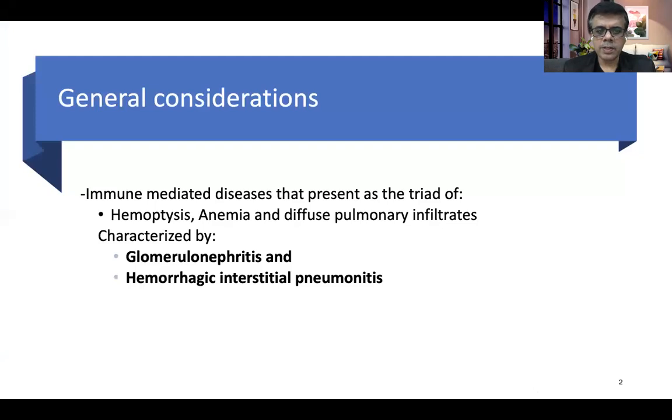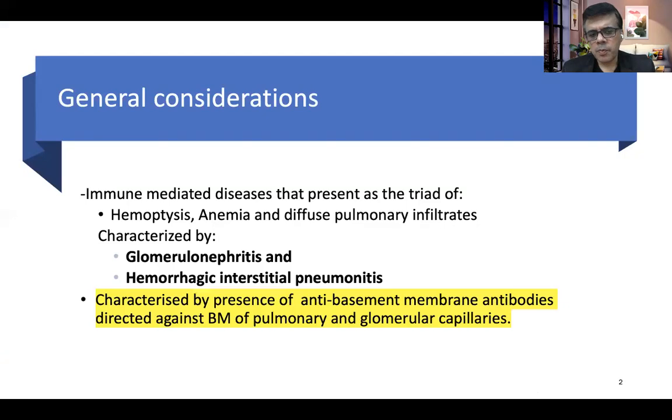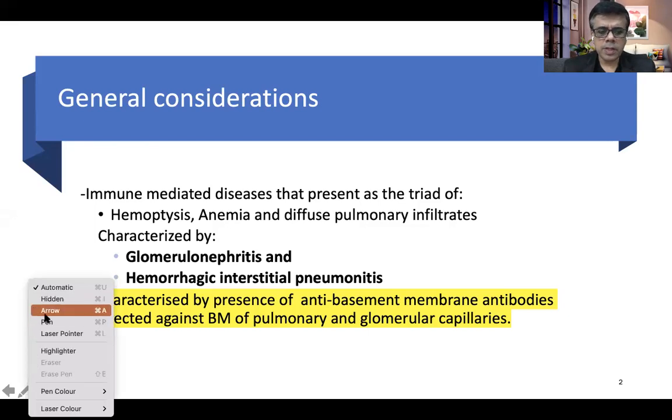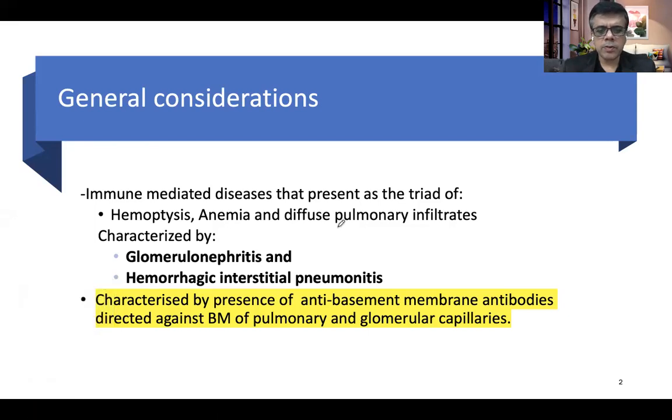So let's discuss the Goodpasture syndrome. The general consideration of it is an immune-mediated disorder, and it is characterized by a triad of hemoptysis, anemia, and presence of diffuse pulmonary infiltrates in radiological examination. And we have characteristic glomerulonephritis and hemorrhagic interstitial pneumonitis. When only kidney is affected, then the nomenclature is antiglomerular basement membrane disease.